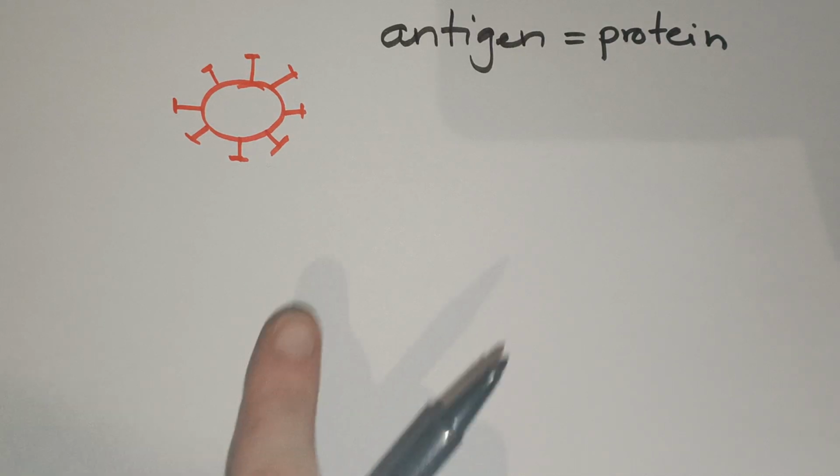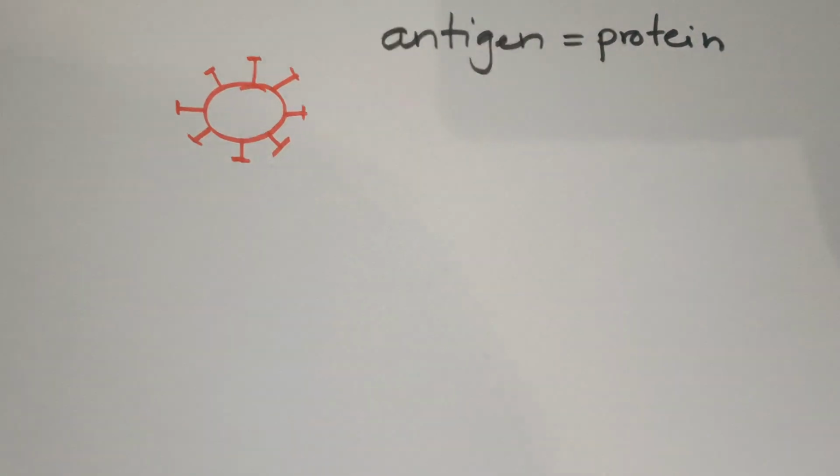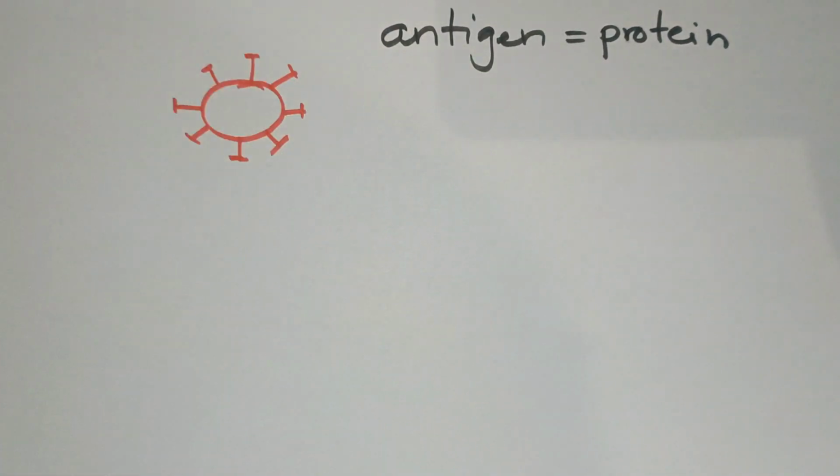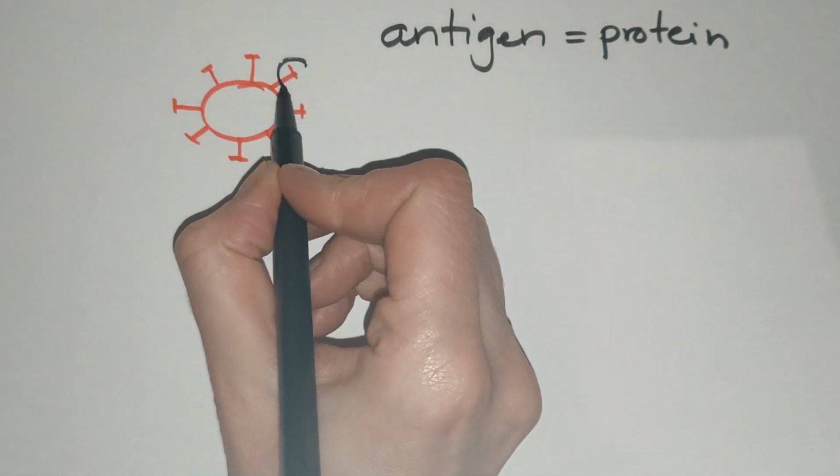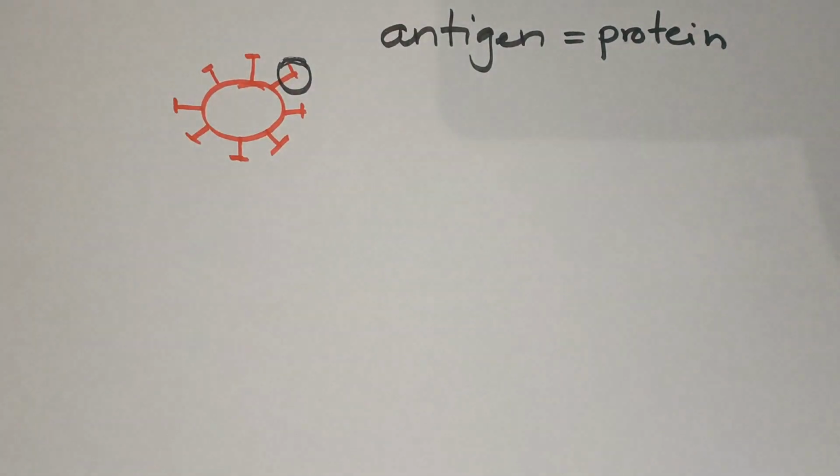So, this here is my pathogen, and on the outside of the surface of my pathogen I have antigens. And these antigens are usually made from protein. They can sometimes be made of glycoproteins as well, but the bog standard answer to be giving is that any antigen is made from protein.